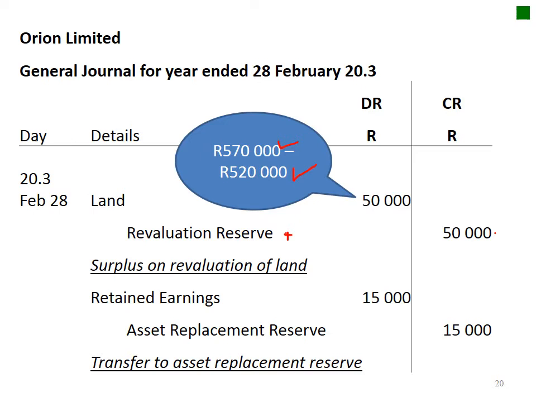Then they've also told us the asset replacement reserve must increase by 15,000. That means we must take 15,000 out of retained earnings and credit that 15,000 to the asset replacement reserve. Like with the revaluation reserve, this asset replacement reserve is going to be shown on the statement of financial position as other reserves of the company. So those are the two journal entries we need to do. So we've got a journal entry here where we've created two reserves for the entity at the end of the year.